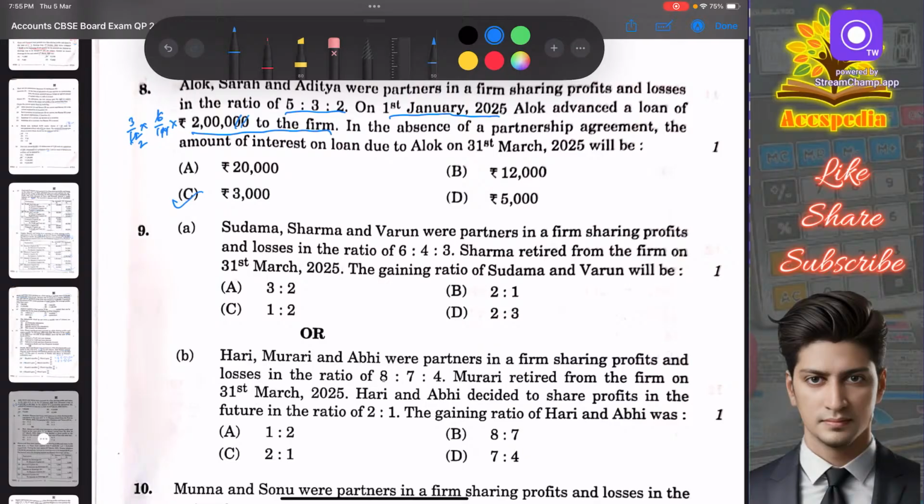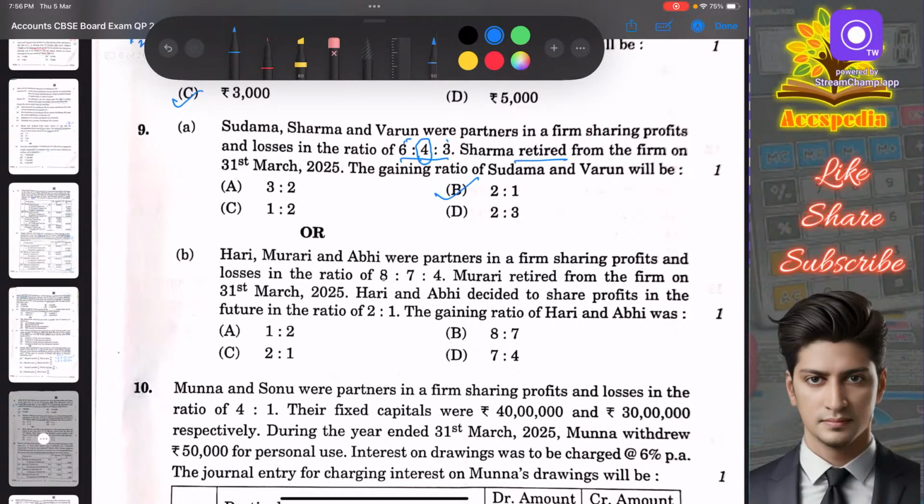Sudama, Sharma and Varun were partners in a firm sharing profits and losses in the ratio of 6:3. Sharma retired. Sharma is the second partner. On 31st March 2025, the gaining ratio... okay, since there is no information, the remaining partners will carry on the firm in the ratio among themselves, which is 6:3. If you simplify this 6:3, it will become 2:1. So the answer is 2:1.